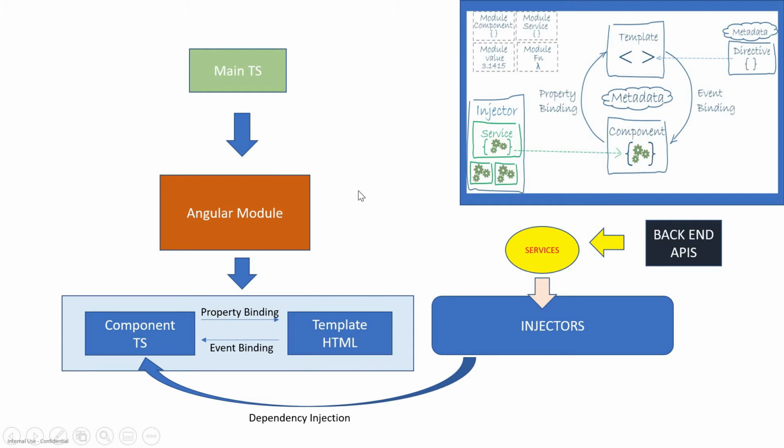As we discussed, we are starting from main.ts. The main.ts is bootstrapping the app module, or Angular module, or NgModule, or root module, whatever you want to call it. This module may have multiple modules along with it. Now these individual modules, or the root module itself, have a component view.